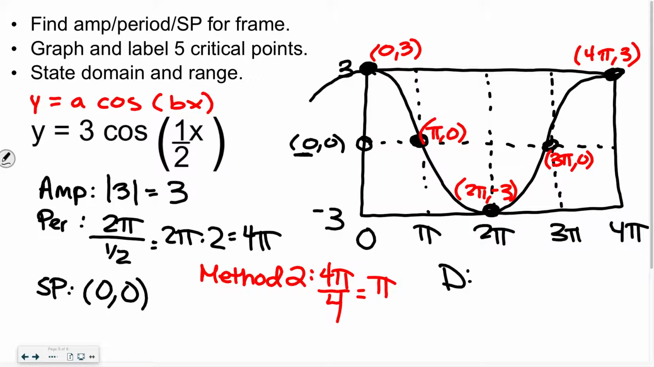Domain, I sure hope everybody gets this right on tomorrow's quiz. Negative infinity to infinity, use parentheses. What will we say for range here? Negative 3 to 3 with brackets. Awesome.